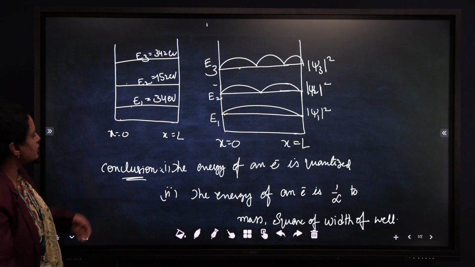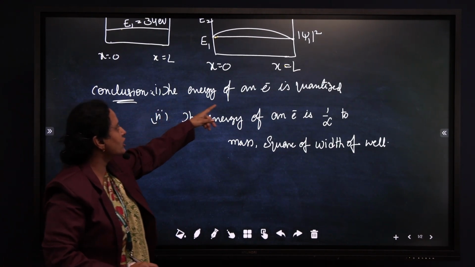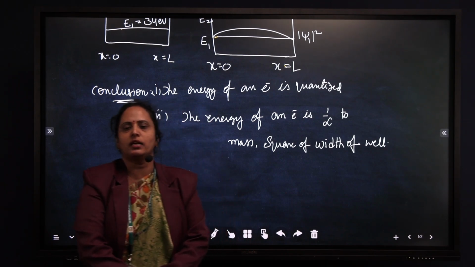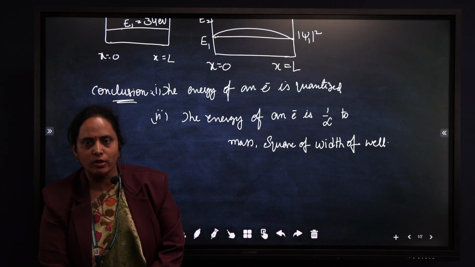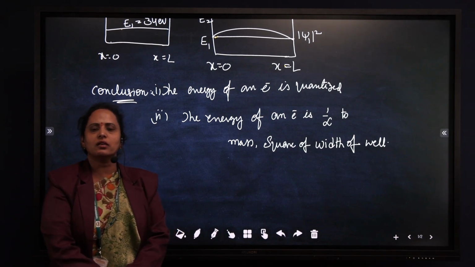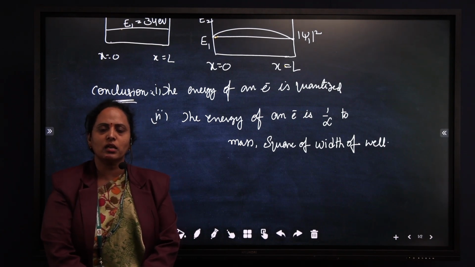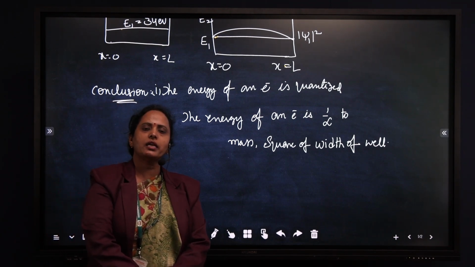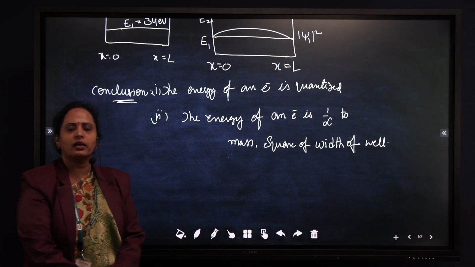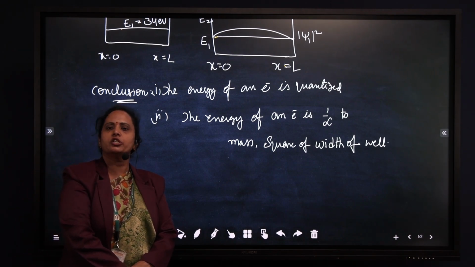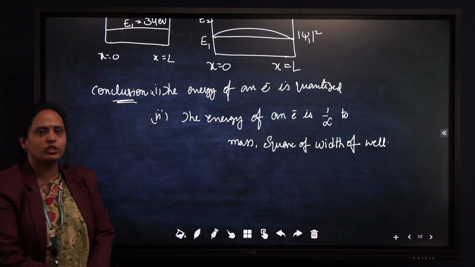So what are the conclusions of the Schrodinger's one dimensional potential box? The energy of an electron is quantized. That is, discrete energy levels exist for the electron in a one dimensional potential box. Electrons are not free to move throughout the volume of the crystal, but are supposed to move only in discrete energy levels, not randomly.